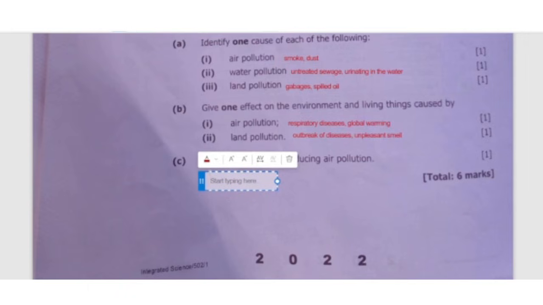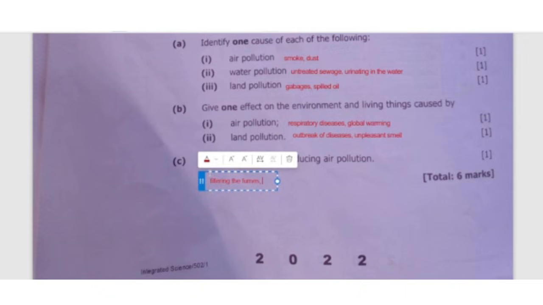And the other one is you start filtering the fumes. So how do you reduce air pollution? One is filtering the fumes. Filtering the fumes, that is the first option, and that is the answer you can write. You just write that, they'll tick your answer, they'll give you 1 mark.